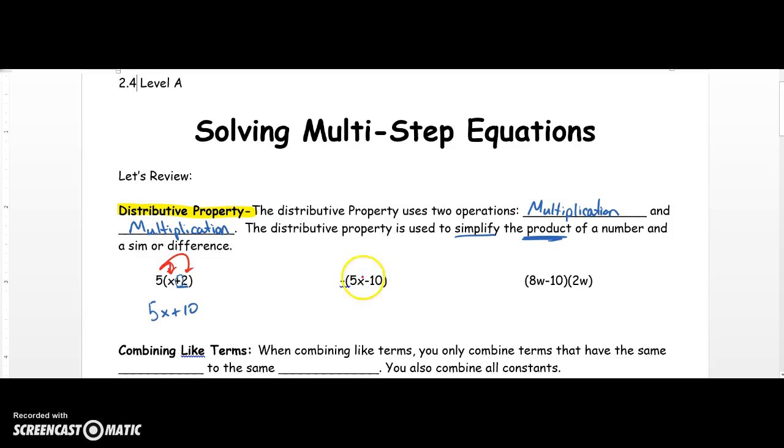Negative times 5x minus 10. So we have negative 1. Remember, that's a negative 1. Go ahead and multiply. Negative 1 times 5x is negative 5x. And then we have negative 1 times a negative 10, and you get plus 10. Always remember the negative.